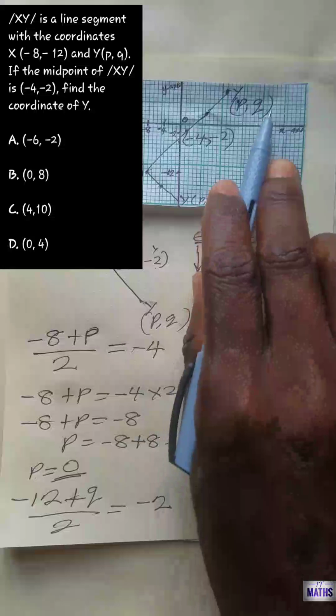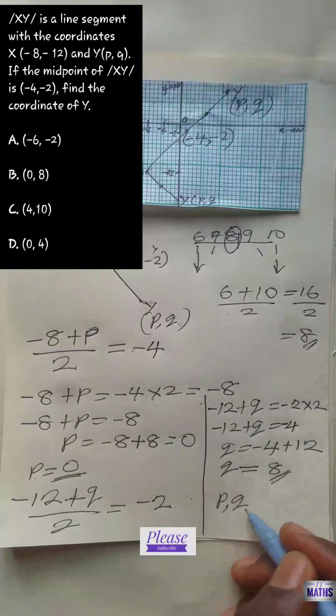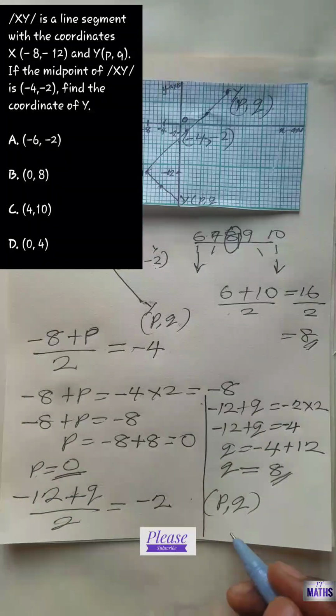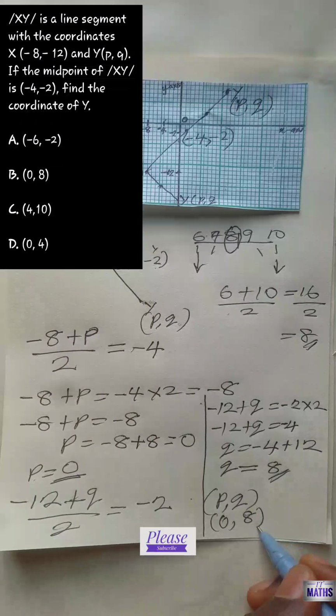So now my coordinates, this guy, my (p, q) now becomes what? What was p? 0. What is q? 8. That's my answer. And what option is that?